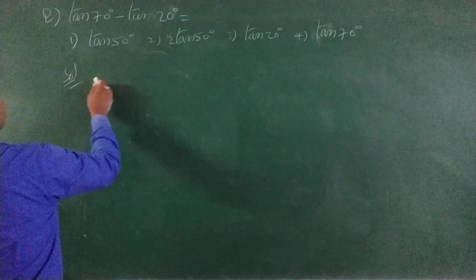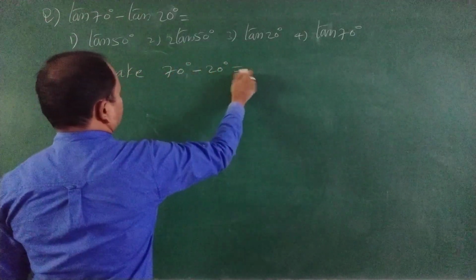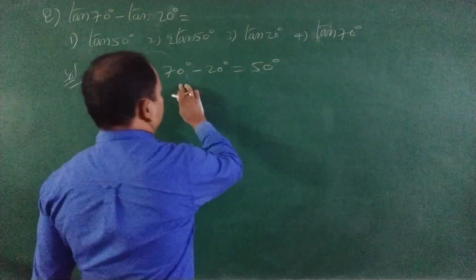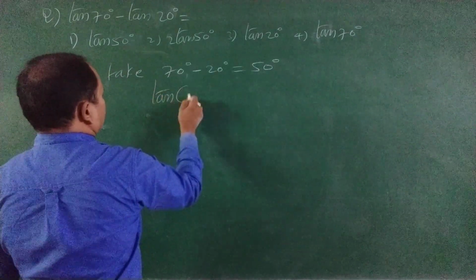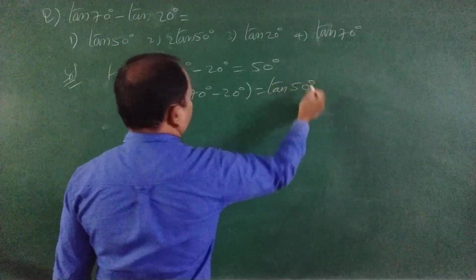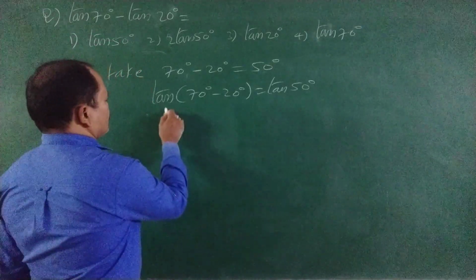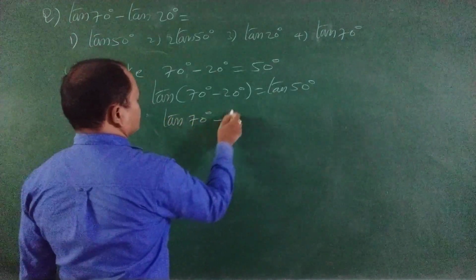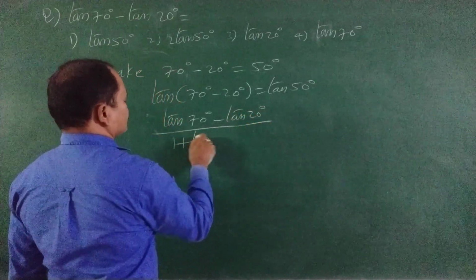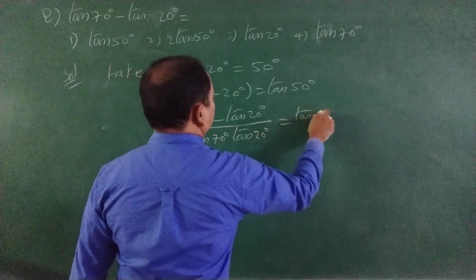Now solution for this. Take 70 degrees minus 20 degrees is equal to 50 degrees. We know that 70 minus 20 is 50. Take tan on both sides. Tan 70 degrees minus tan 20 degrees is equal to tan 50 degrees. Now this is in the form of tan(A - B). That's why (tan 70 minus tan 20) divided by (1 plus tan 70 into tan 20) is equal to tan 50 degrees.